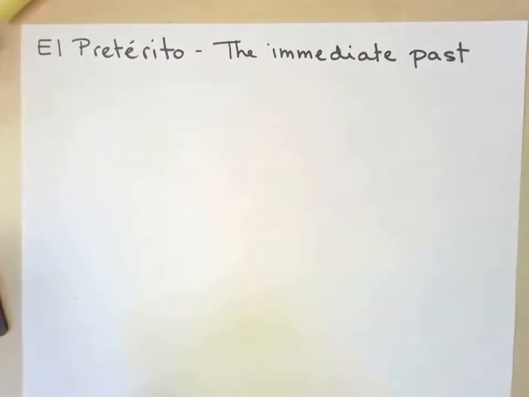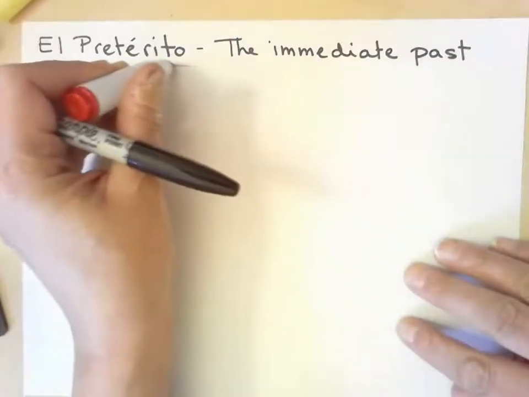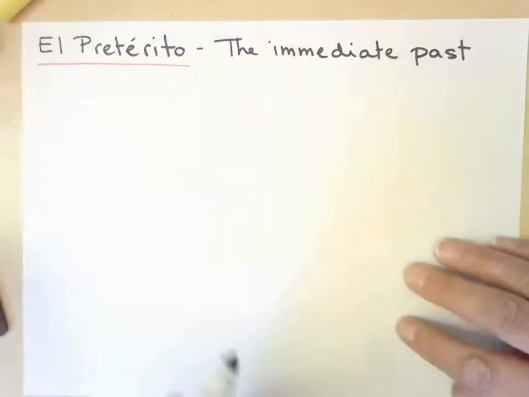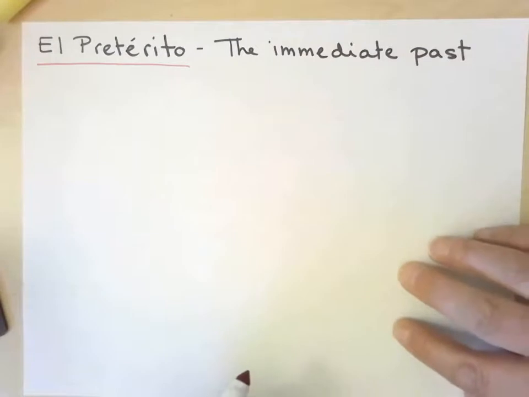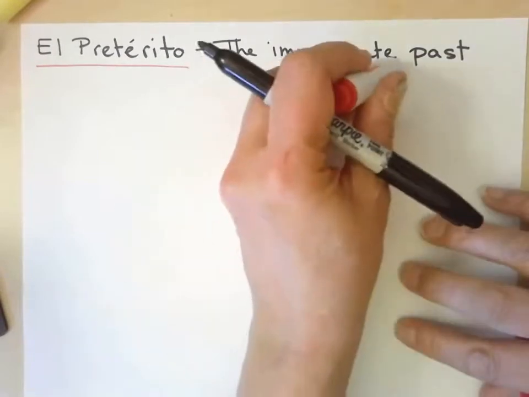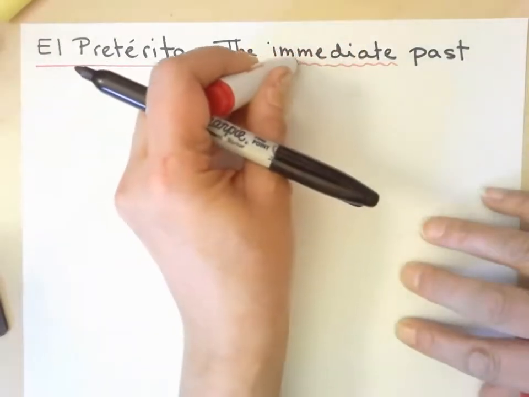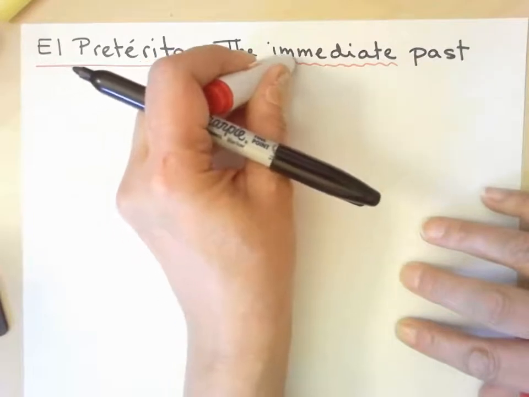Here we have another tutorial for another verb tense that we will be covering in class, okay? So, it's called el pretérito. Sí, el pretérito. And what does that mean? That means that this is the immediate past. Please remember that, the word immediate.